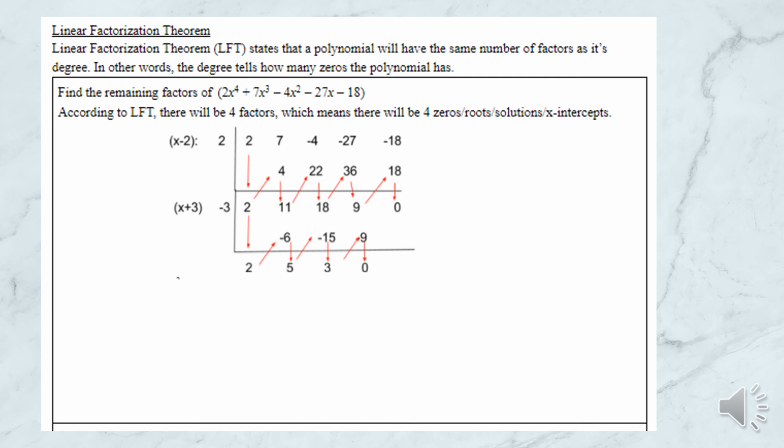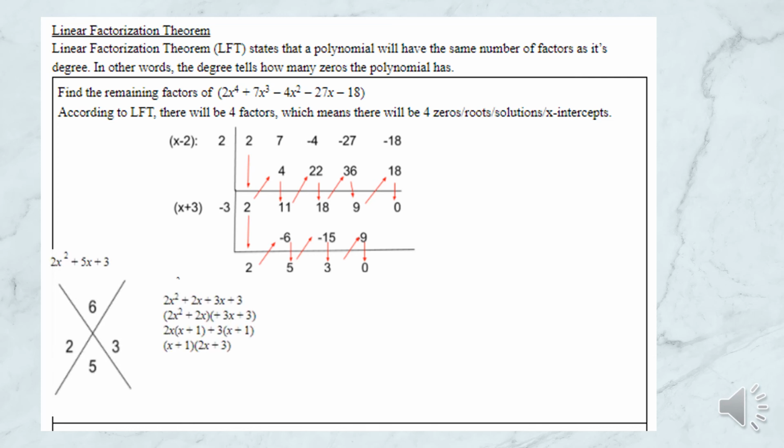So when I synthetically divide by x minus 2, I am left with 2x cubed plus 11x squared plus 18x plus 9. My remainder was 0. Then I divide again by my x plus 3 term, and I get down to 2x squared plus 5x plus 3. Once I have a quadratic, I can factor that trinomial using any of the 3 methods from before. If you prefer the magic x, do the magic x. If you prefer grouping, do grouping, and if you prefer the box, use the box.